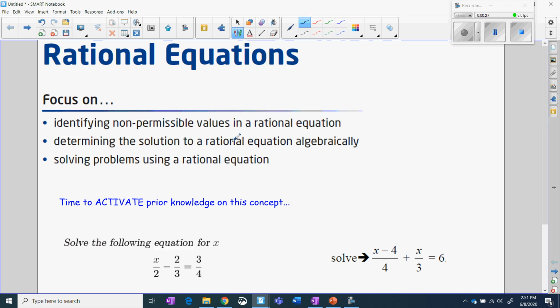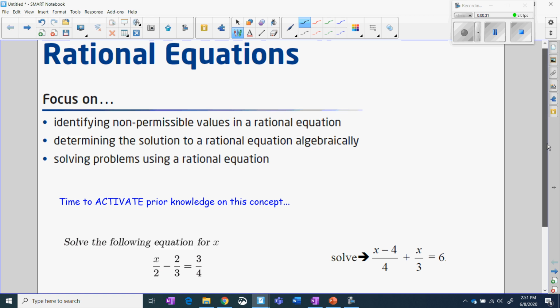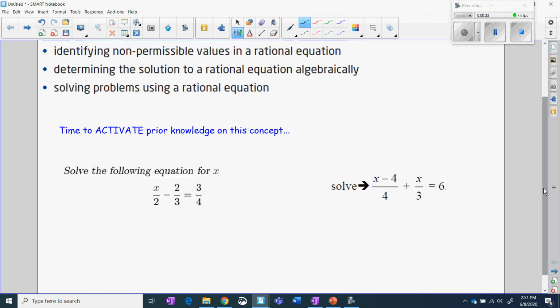Now, I just want to refresh your memories a little bit on equations that involve, these are considered rational expressions as well, but these ones just have numeric denominators. And I'm going to show you the strategy that hopefully you have picked up along the way of your math career that shows you how to solve these types of equations.